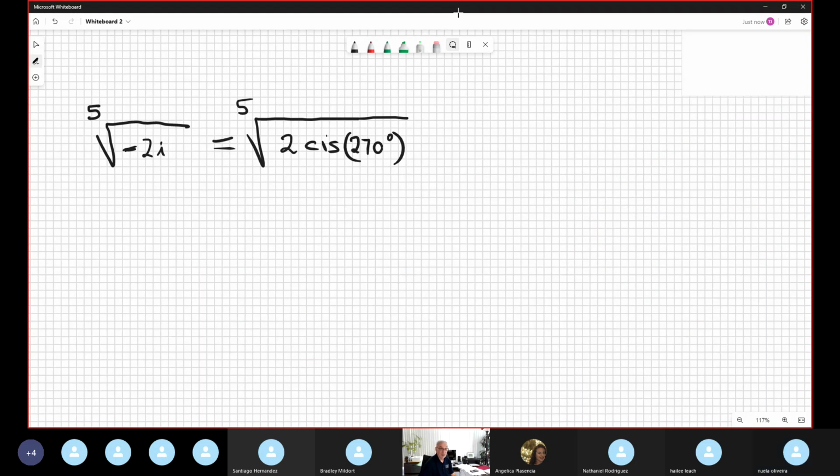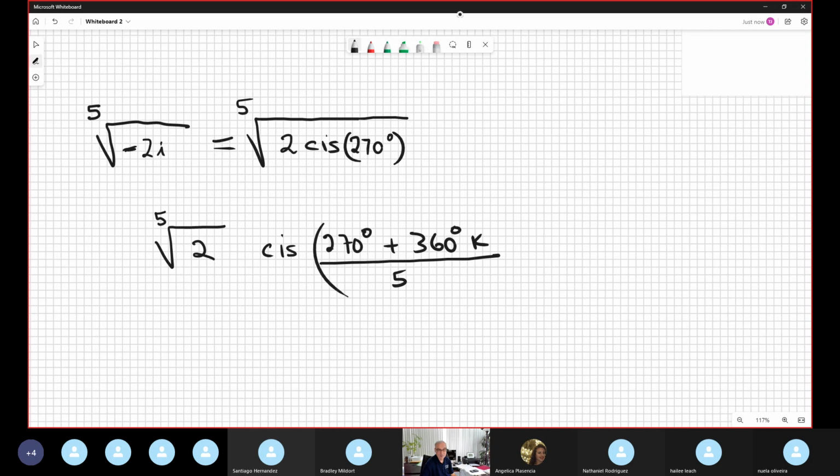This is the challenge. Now, they apply the formula. The formula says fifth root of 2. By the way, it's impossible to simplify this more. Leave it like that. Cosine I sine. So we have 270 degrees plus 360 degrees multiplied by K, divided by 5. This is the argument of the cosine and sine.